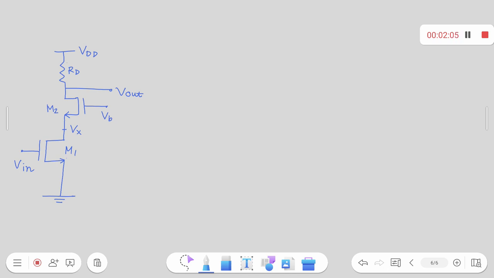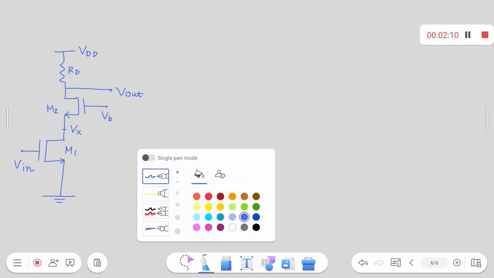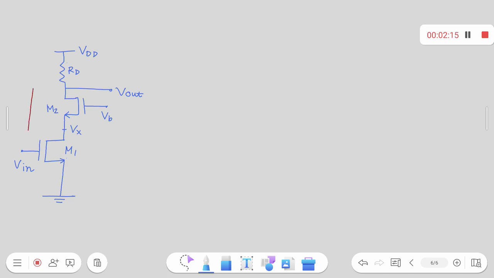So what will be the output resistance provided by this stage? Whenever I say output resistance, let's now consider only this part. Forget about the resistance RD. Consider only this entire thing. This is the common source, common gate, cascade. We would like to find out the output resistance of this common source, common gate, cascade. So we have to identify which is my output terminal. Output terminal is D2, the drain 2 of the MOS 2.